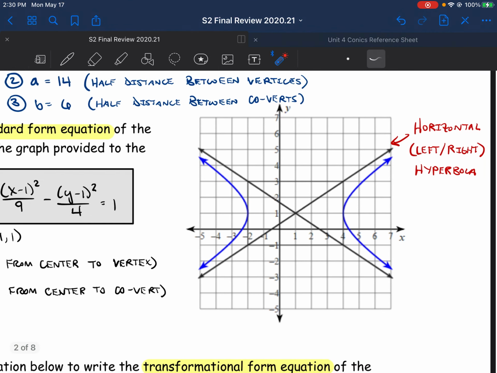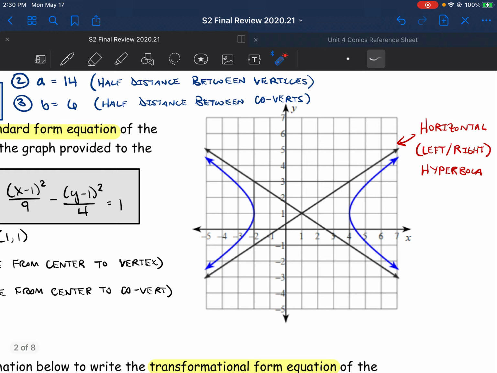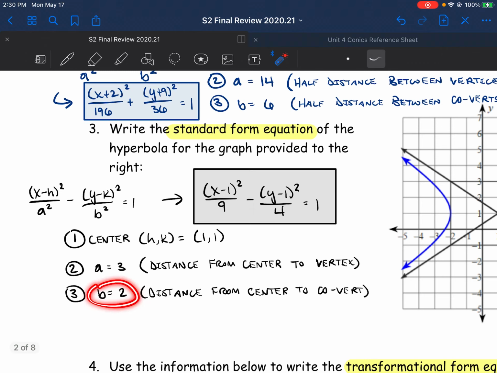B is the distance from the center to a co-vertex. So the co-vertices are on this little central rectangle here. And the co-vertices are not on the curve itself. So here's a co-vertex, here's a co-vertex. The distance from the center to a co-vertex, notice it's 2 units, so B is going to be equal to 2. And then we just plug in those pieces.